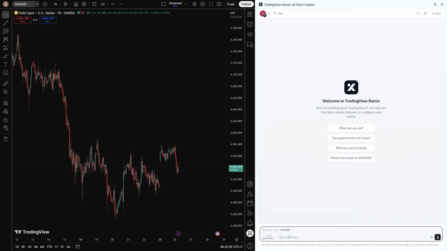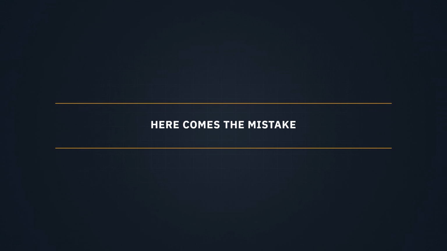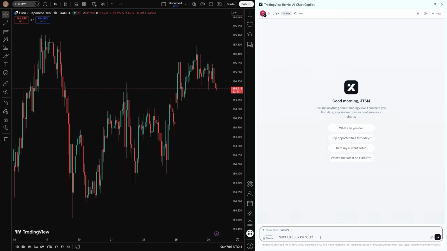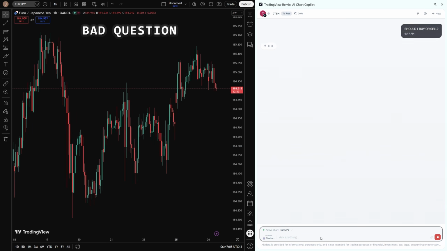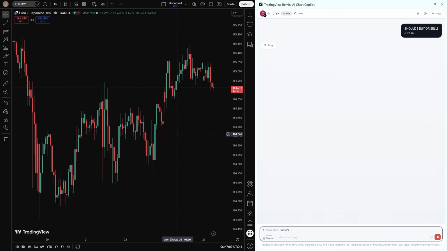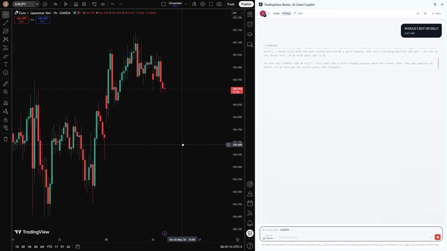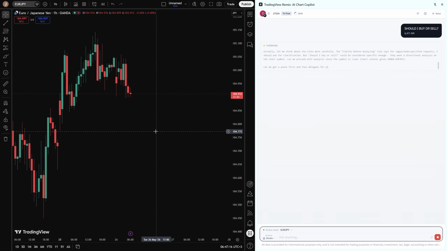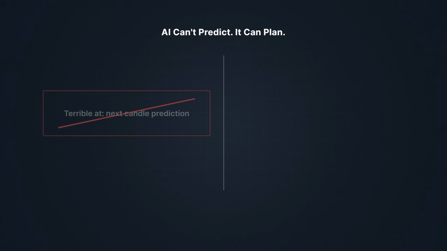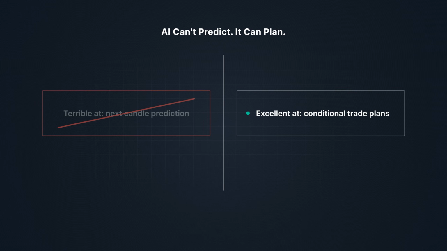Okay, so the AI Copilot is installed and ready to help you. But now comes the mistake that makes most people think AI is useless for trading. They ask something like, is this going up? Or should I sell this? And then the AI gives a non-answer. Here's the reality. AI is genuinely terrible at predicting the next candle. It always will be. But it is extremely good at helping you build a structured, conditional trading plan. And that difference is everything.